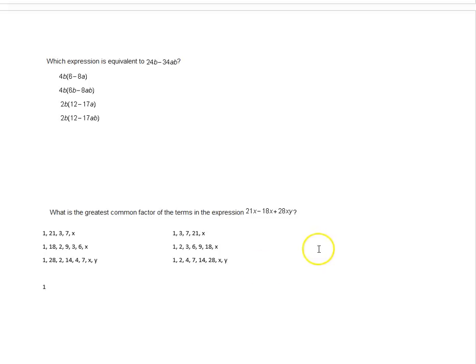Now, do we see any variables that show up in all of the lists? Well, I certainly see an x in each one of those, but the y only shows up here. So it would look like, with all of the numbers and all of these factors, the only common factor we have is a 1 and an x, and we could write that either as 1x, or we could just say x is the greatest common factor of these terms.